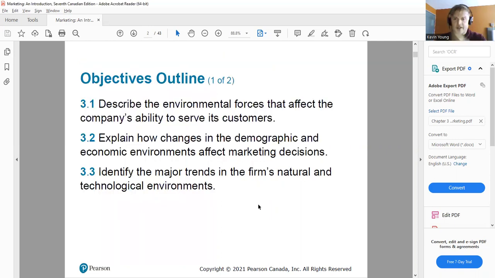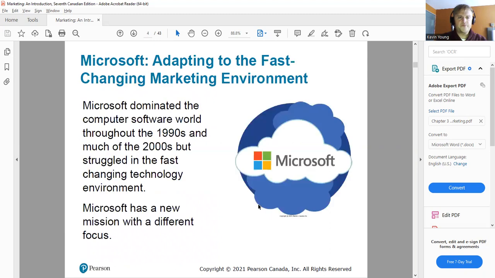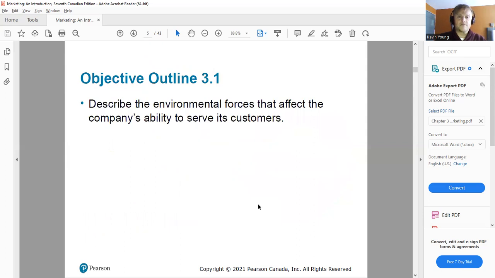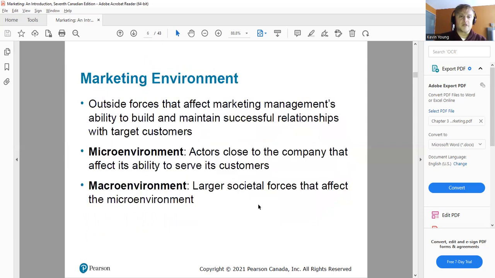So the objectives I leave to you to read. And we're going to look at Microsoft company, right? So Microsoft dominated the computer software world throughout the 1990s and most of the 2000s, but struggled a little bit with changing technology and competitors. They have a new mission with a different focus. I'll let you take a look at the objective.